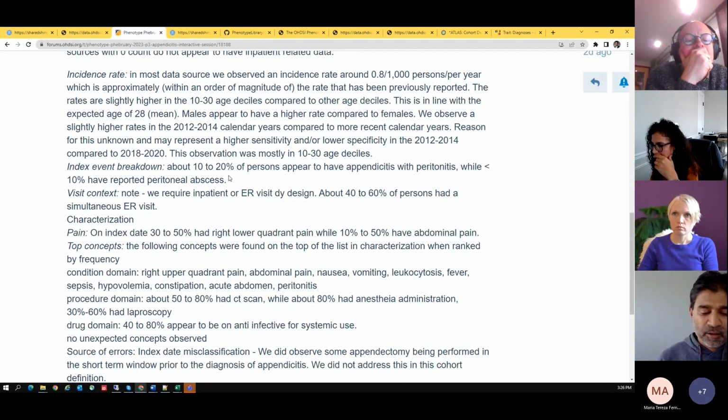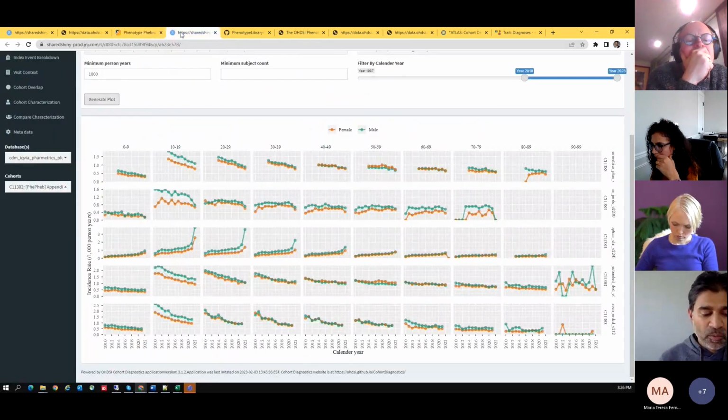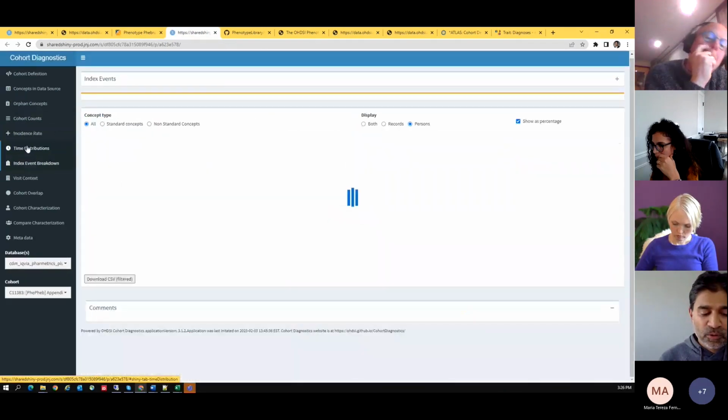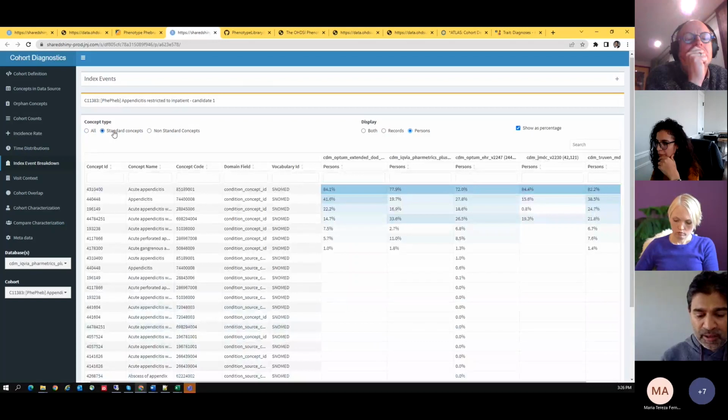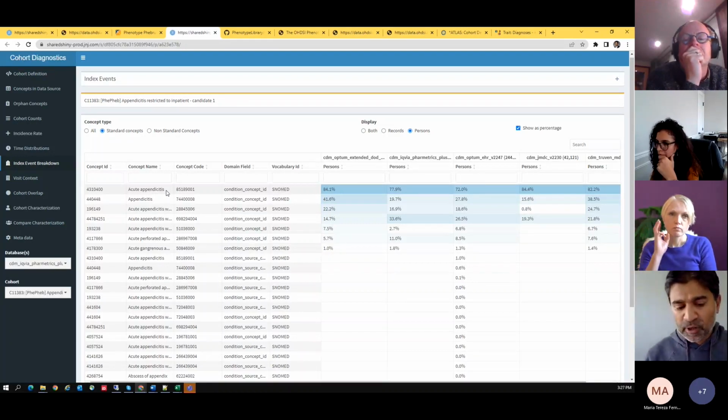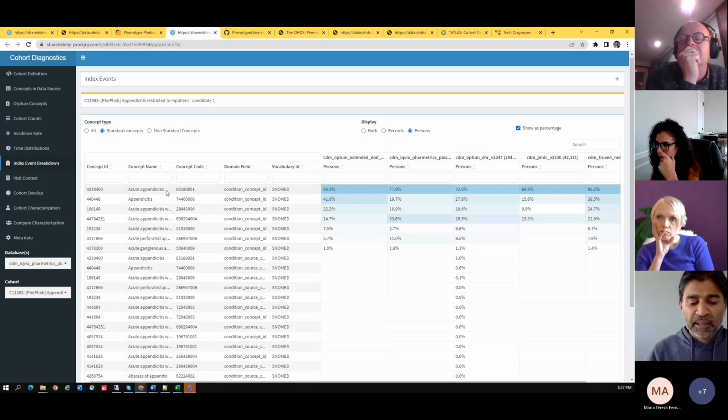The other observation that I wanted to call out was in the index event breakdown. Although my clinical idea was people who could have any form of appendicitis, almost everybody that we were capturing, almost 80%, entered through the code of acute appendicitis. So I'm beginning to believe that this phenotype is weighted over acute appendicitis and also is consistent with my clinical assertion that the majority of appendicitis is acute appendicitis.